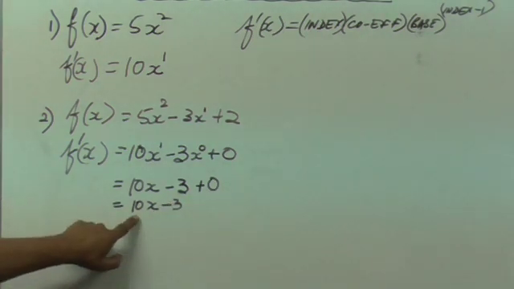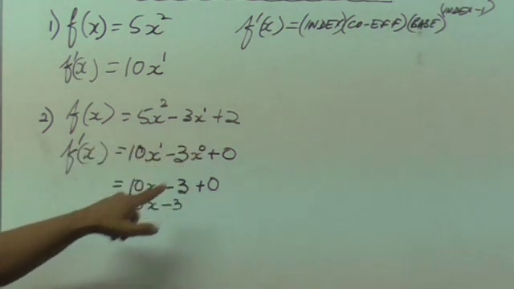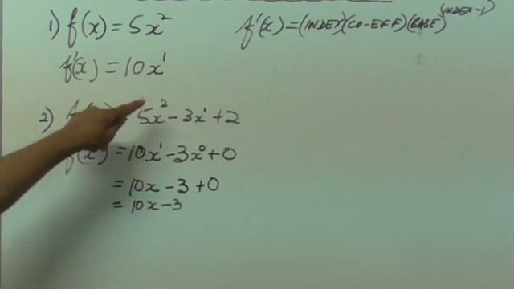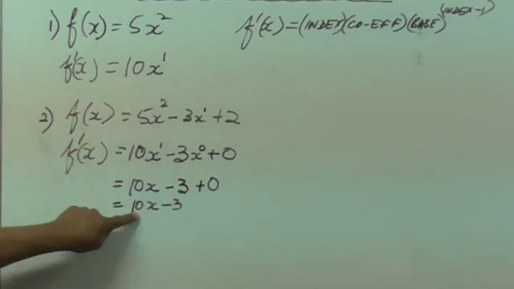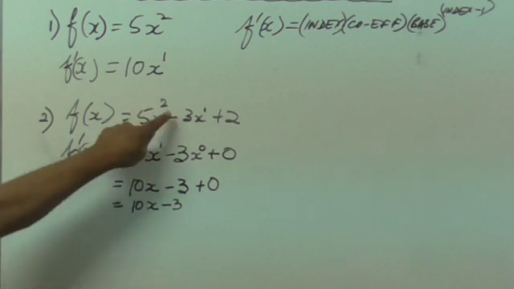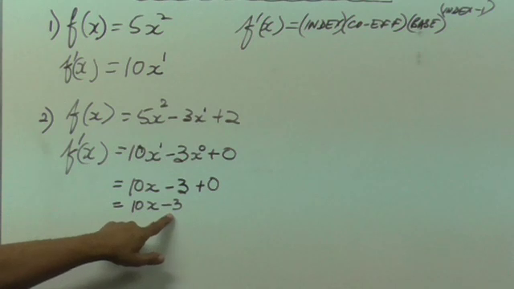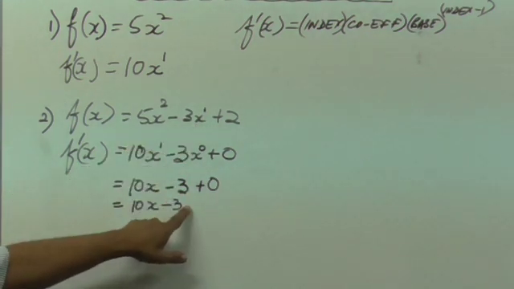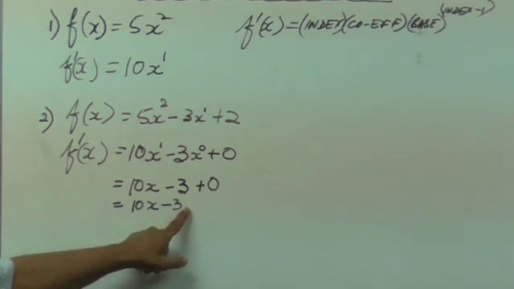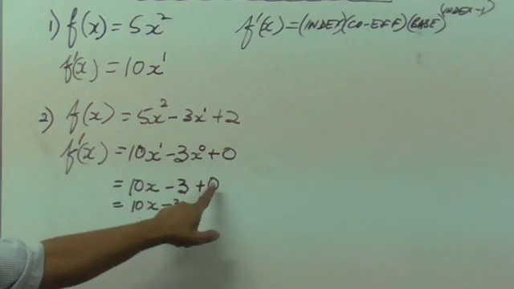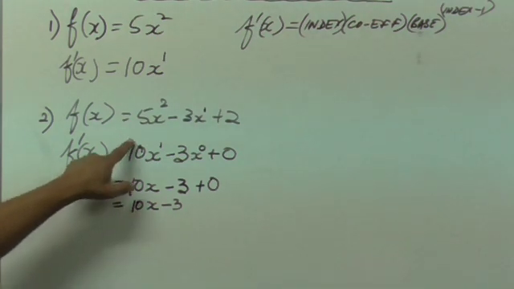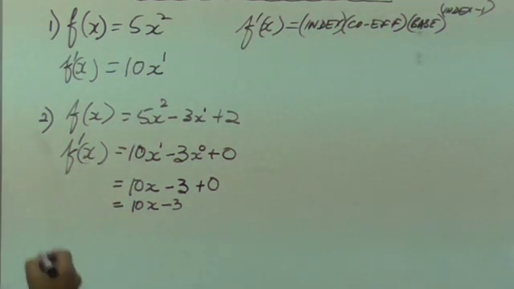We could have come to this answer right in the beginning, because now that we know it will always end like this, we don't have to show every step, but I'm just showing it to you. 2 5s, 10. Write down x. 2 minus 1 is 1. 1 times the minus 3 is minus 3. X to the 0, ignore, because you know that it's 1. 1 times minus 3 is minus 3. And that 0 will make no difference.